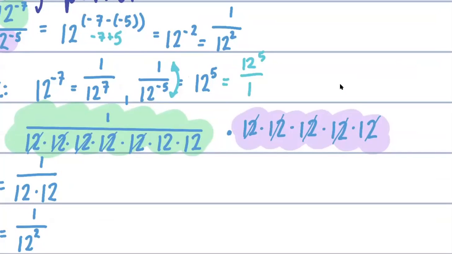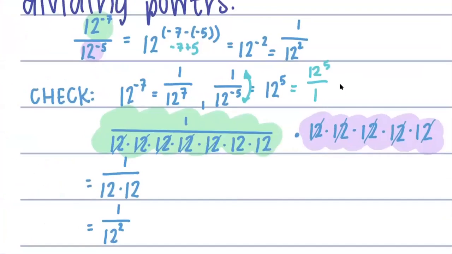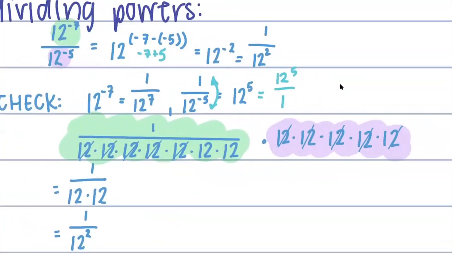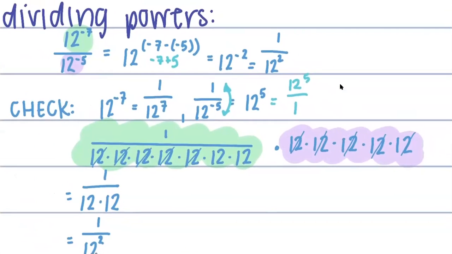Okay, so I highlighted those here. So the green is the 12 to the -7. So 1 over 12 times 12 times 12 times 12 times 12 times 12 times 12. I think that was 7. And then the purple is here. Remember the reciprocal rule, we flipped it. So it's 12 to the 5th in the numerator. Remember, this is all basically over 1. Okay, so we have 5 12s in the numerator.